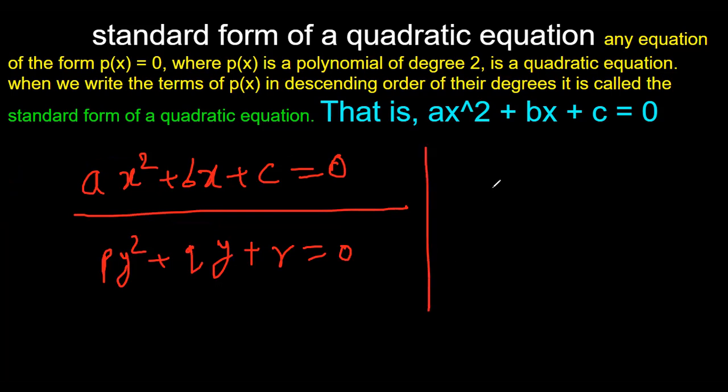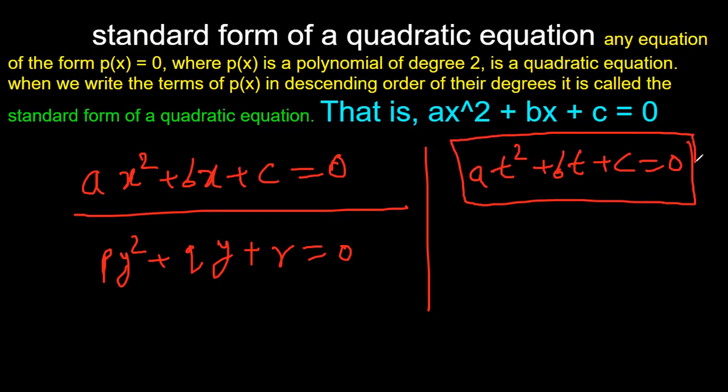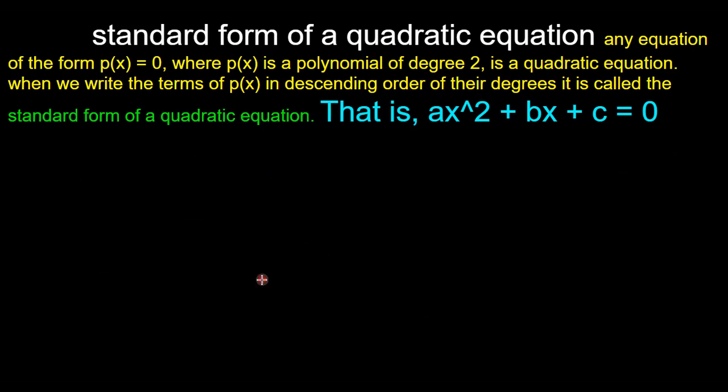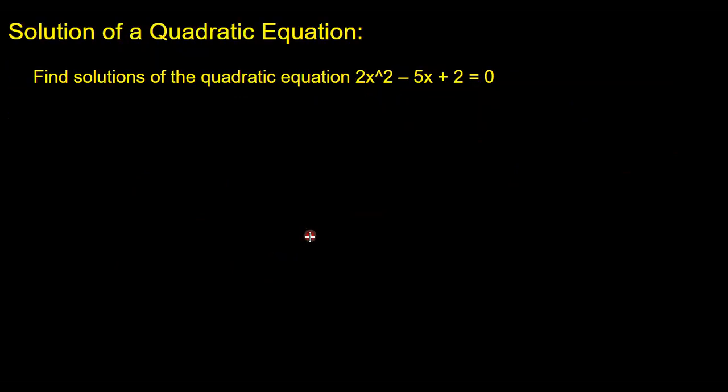Or if we make the variable t, our quadratic equation would become at squared plus bt plus c equal to 0. So the variable can be represented by any other alphabet, and a, b, c would be constants. So that is a simple definition of a quadratic equation. And the standard form means nothing but writing the terms in decreasing order of their degrees.